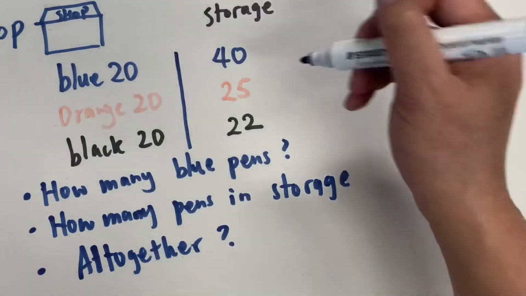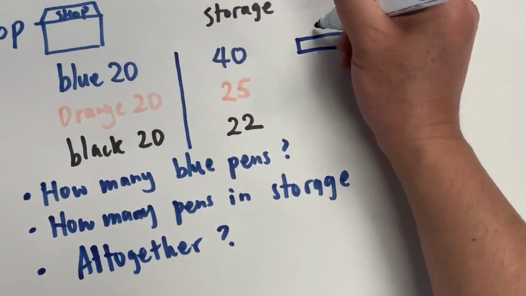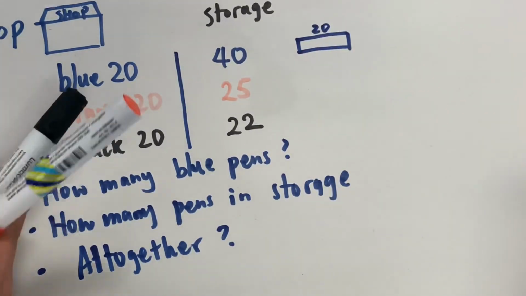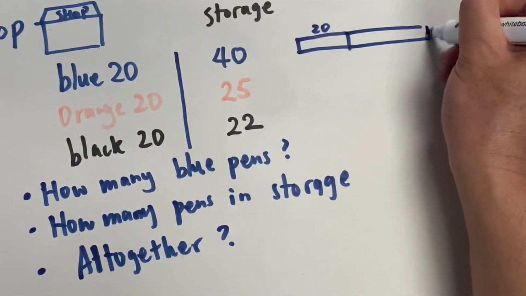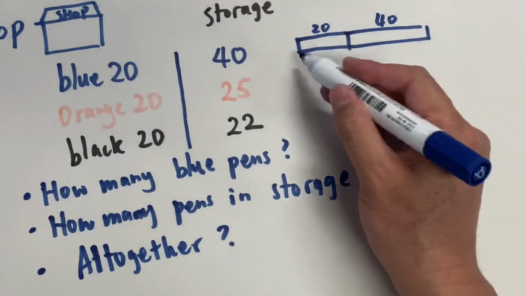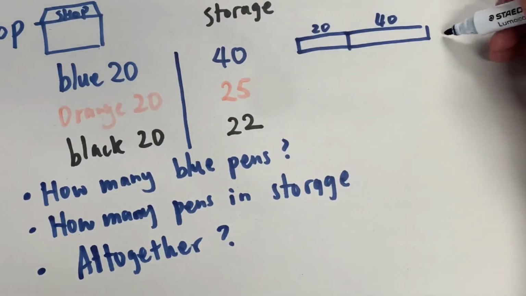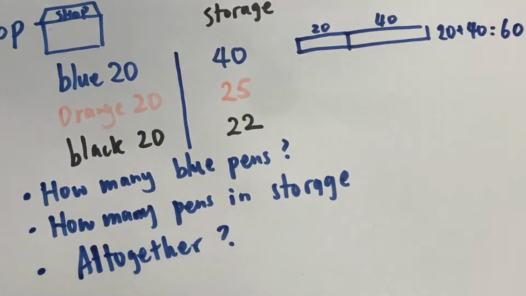So I can do this right here. I think 20 blue pens in the shop, 40 in the storage, 20, then 40 should be 60. We're just fitting. Orange.